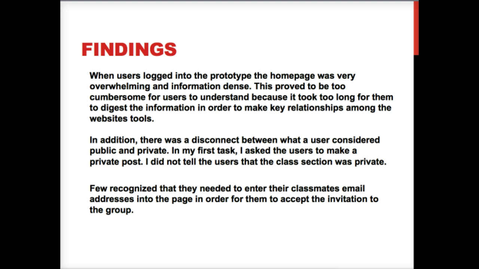So there was a huge list of findings from the first cognitive walkthrough user test, and that was awesome because it really helped me for making the final website when I took it to digital. But here are some of the big issues, and there were smaller ones too, but these were the major stepping points. When users logged into the prototype, the homepage was very overwhelming and information dense. Even though I tried to cut back from the initial design alternative, it still proved to be too cumbersome for users to understand because it took too long for them to understand where they had to go for each section.